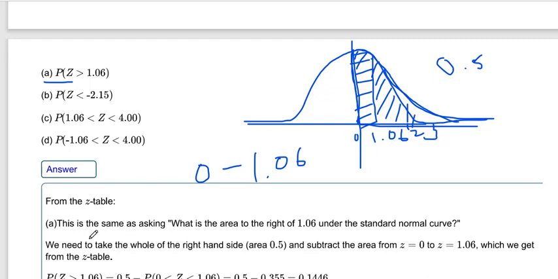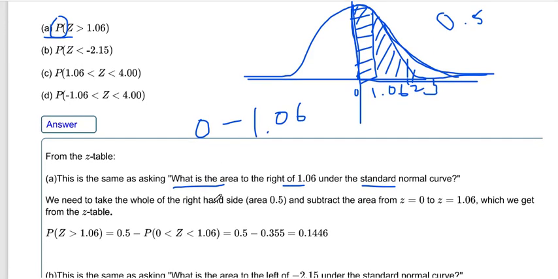So this probability is the same as asking what is the area to the right of 1.06 under the standard normal curve. In the exam, if you have to find probability or area, both are the same. So we need to take the whole right hand side 0.5 area and subtract the area from z 0.0 to 1.06, which we get from the z table.